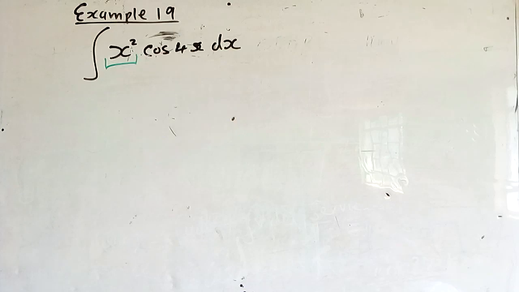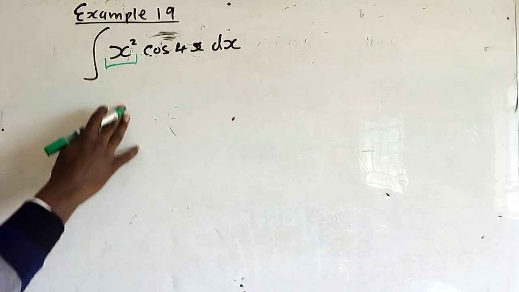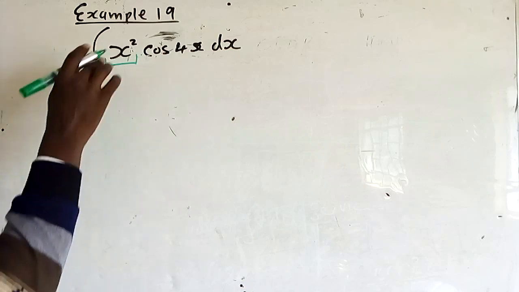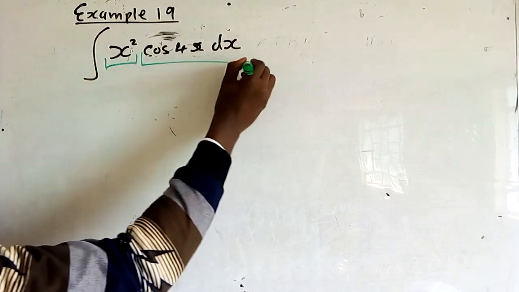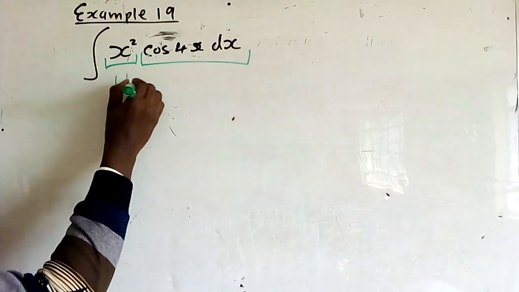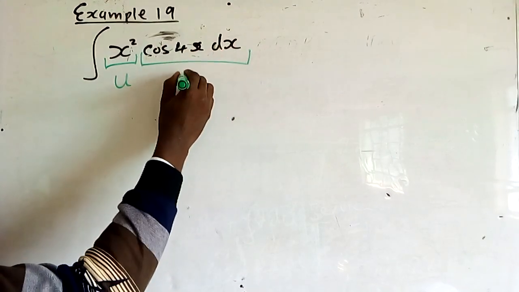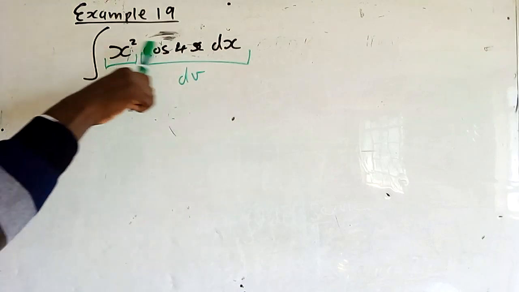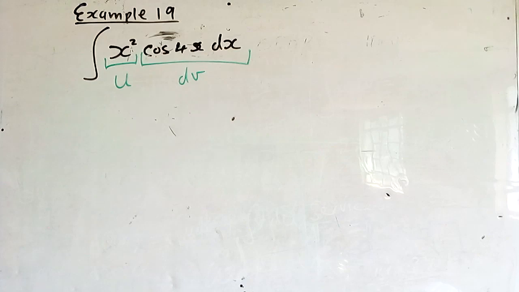The one which can easily get to a constant if you differentiate is the polynomial function. So the one you can differentiate and get a constant successively, you let that one be u. So you let x squared be u and cos 4x dx be dv. This is integration by parts. We have u dv.